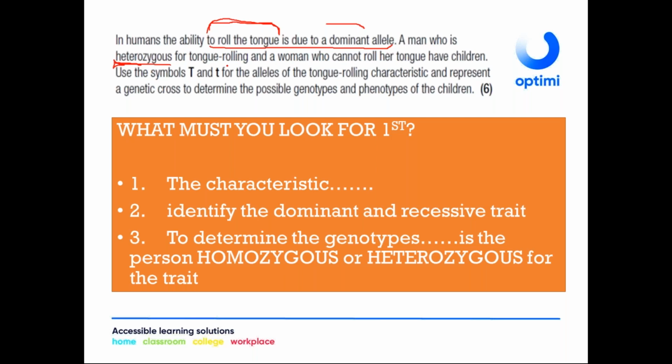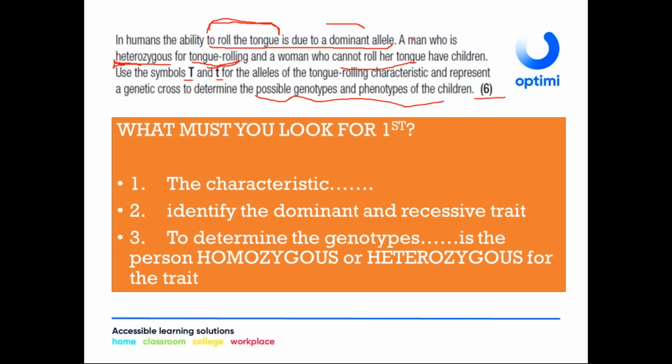Although this man has a heterozygous genotype, he can roll his tongue. So this means he has the dominant allele for tongue rolling. And a woman who cannot roll her tongue, have children. Use the symbol T and small letter t for the alleles of the tongue rolling characteristic and represent a genetic cross to determine the possible genotypes and phenotypes of the children. Remember, they don't ask for the genotype of the phenotype, but the possible genotypes. And the question is 6 marks.